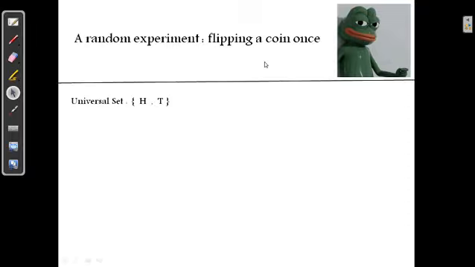So when you toss a coin, what is the outcome? Either it could be head or it could be tail. So this constitutes what, your universal set. Okay, so in probability what happens, the same thing. The universal set is named as what, a sample space.